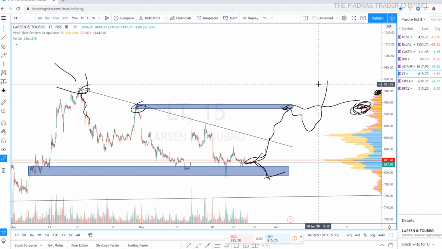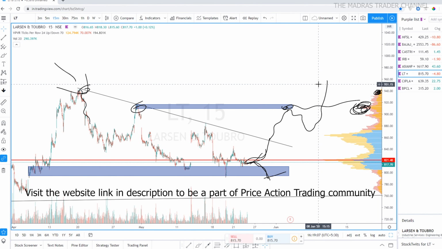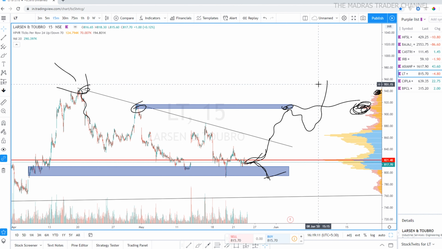You will be able to figure out which is the strongest point of resistance and which is the weakest point of resistance. This volume profile gives you that information, which is a great deal for us, right? As a price action trader, you must know which is the weakest resistance and which is the strongest resistance. So there you go, volume profile gives that.